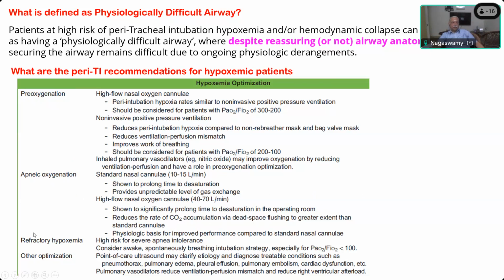Sometimes the patient may have refractory hypoxemia because of inherent conditions, where you have to consider an awake or spontaneously breathing patient. The index indicated for refractory failure is a PaO2 to FiO2 ratio less than 100. Other optimizations include point of care ultrasound to identify the etiology and diagnose treatable conditions like pneumothorax, pulmonary edema, pleural effusion, pulmonary embolism, cardiac dysfunction, etc.